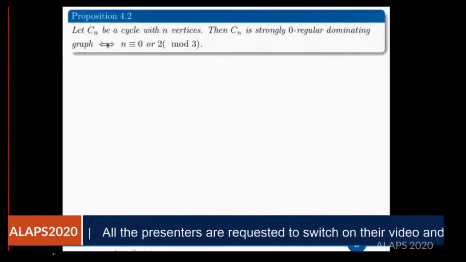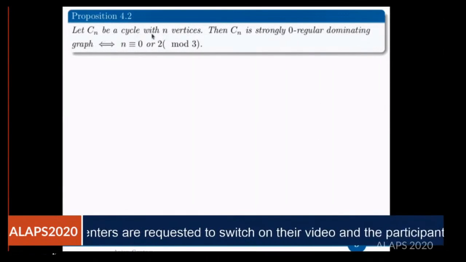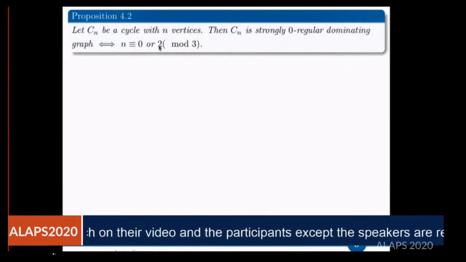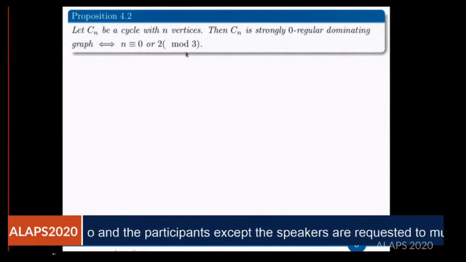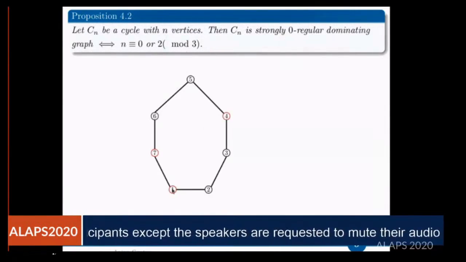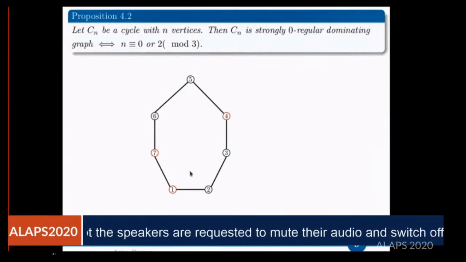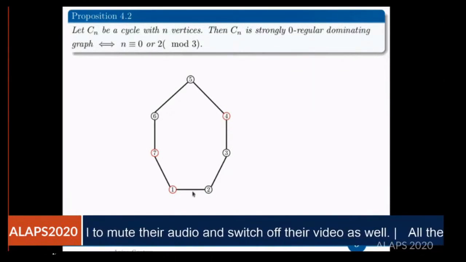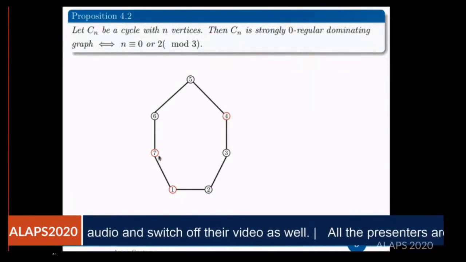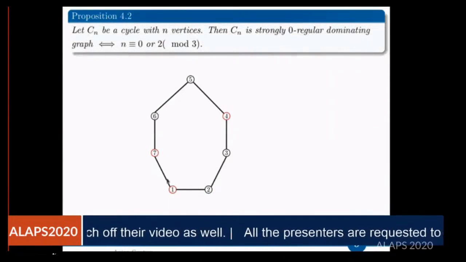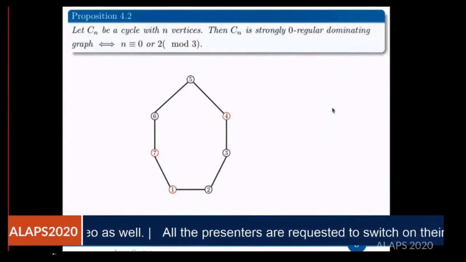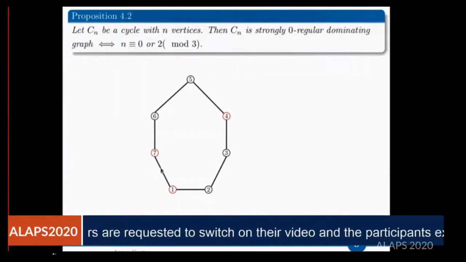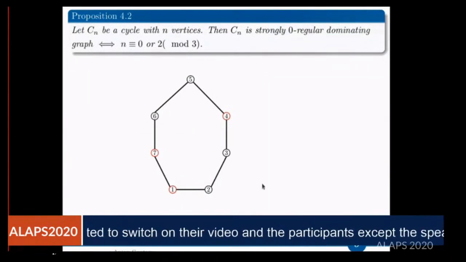A similar result holds for the cycle. Let Cn be a cycle with n vertices, then Cn is a strongly zero regular dominating graph if and only if n is congruent to 0 or 2 mod 3. Here also we can see that 1, 4 and 7 is going to be a dominating set for this cycle C7. Now as we see, 1 and 7 are adjacent and 4 is not adjacent to 1 and 7. So the induced subgraph is not going to be zero regular.